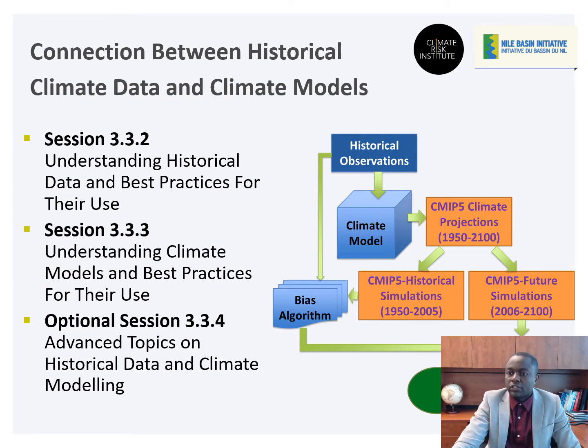There is a connection between historical observations and climate model output. Typically, to produce application-ready data will require historical observations, which will be used for correcting climate model output during the historical period, and then using those correction factors to correct future climate projections through bias correction to derive application-ready data sets.